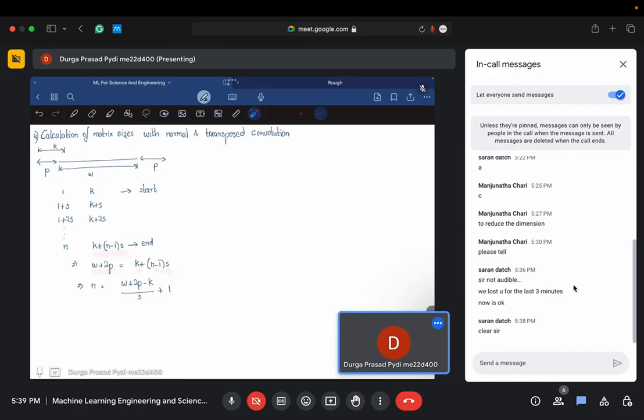If I just equate, n is basically the output size. So n will be equal to (W plus 2p minus k) divided by s, plus 1, where p is your padding, W is my input size, k is the kernel size, and s is the stride. So this is clear.